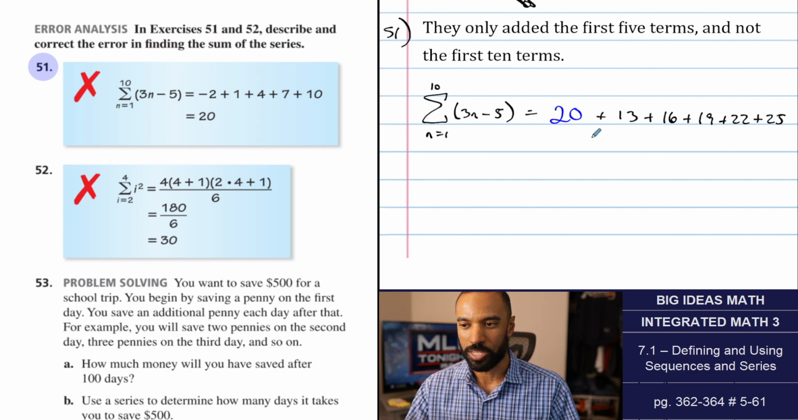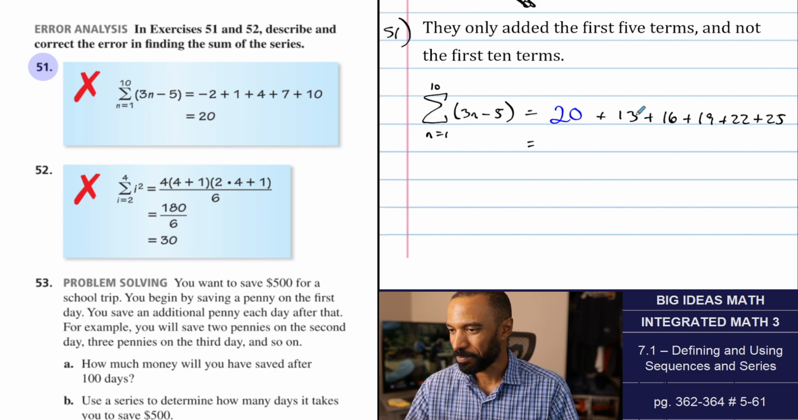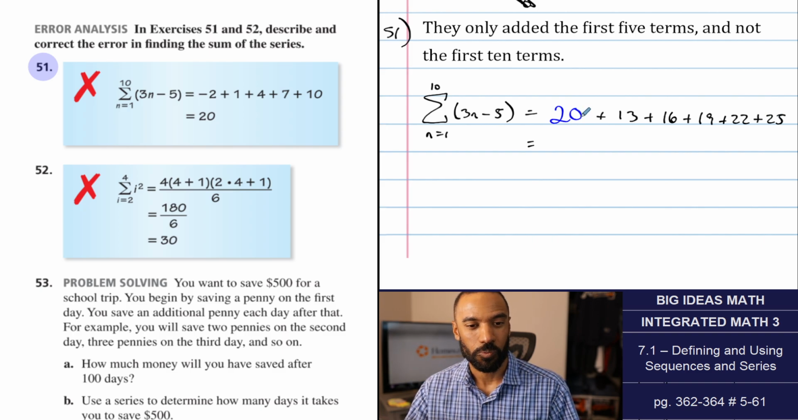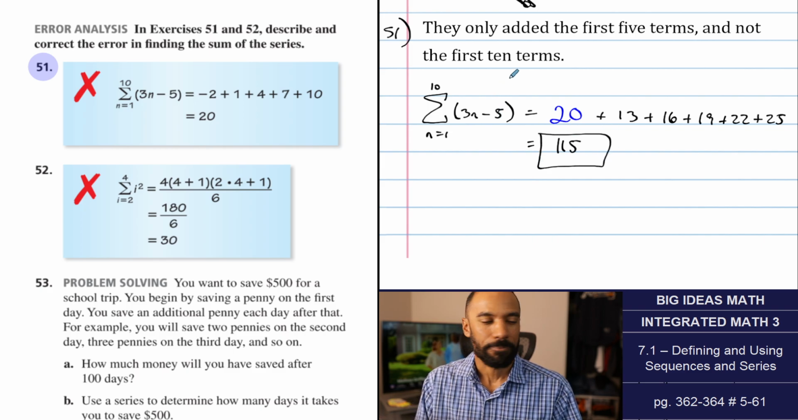Let's just add these ones together separately from the 20, just because I feel like I want to. I'm having trouble. 29. 48, 70, and 95. And 95 plus 20 is 115. Okay. All right. So we have corrected the error. Number 52.